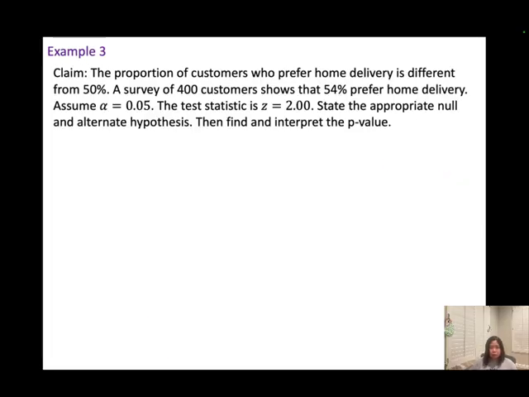Okay, another example. The proportion of customers who prefer home delivery is different from 50%. A survey of 400 customers shows that 54% prefer home delivery. Assume the significance level is 0.05. The test statistic is going to be equal to 2. State the null and alternate hypothesis, and then find and interpret the p-value. So when you try, state the original claim first, and then the null and alternate hypothesis. State which tail test we'll be using.